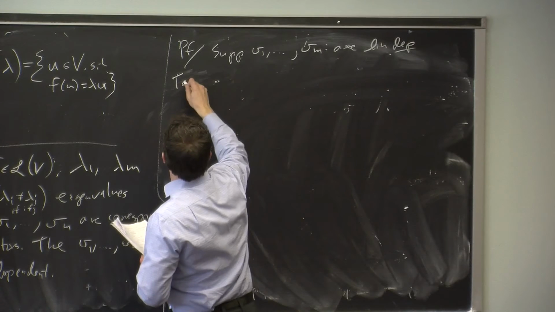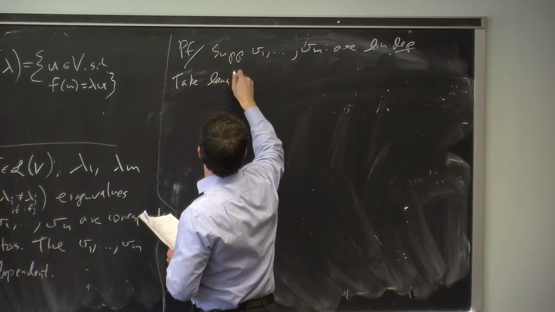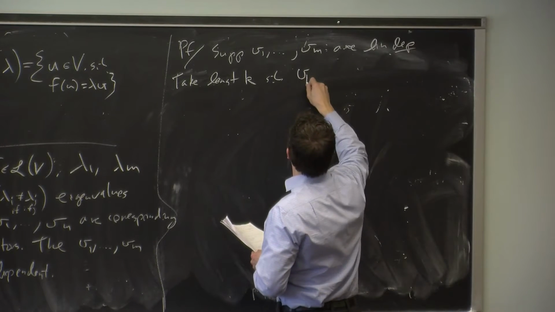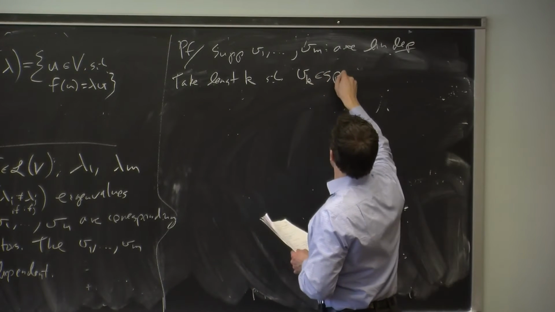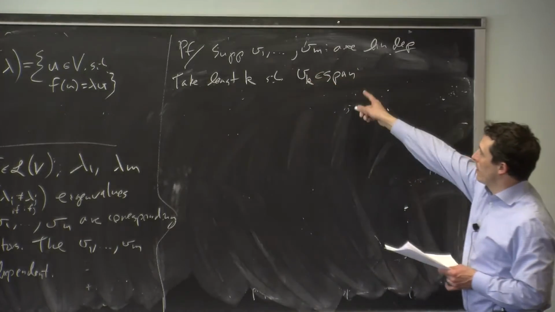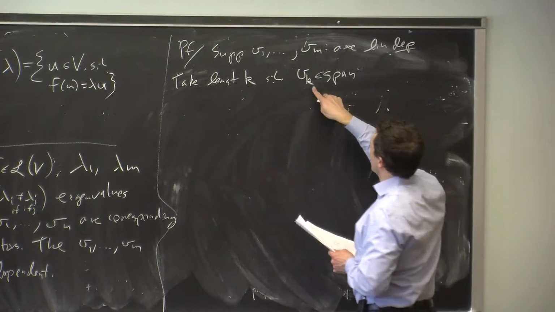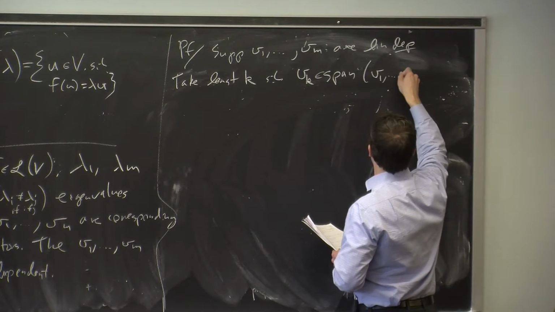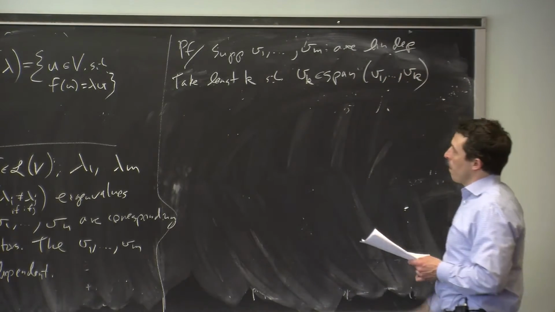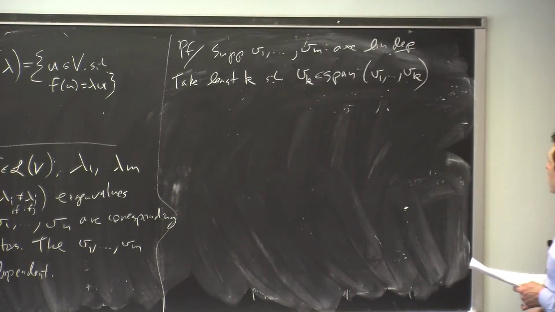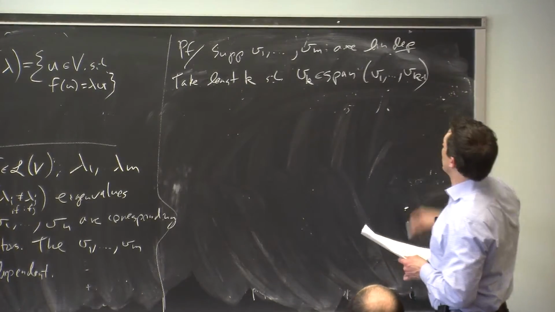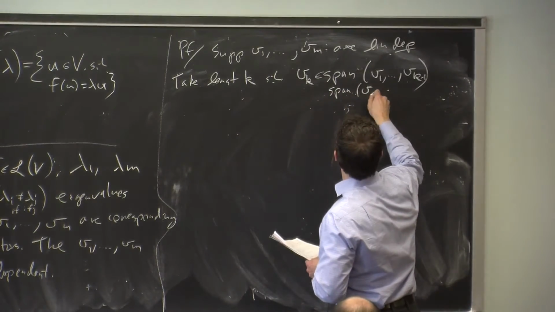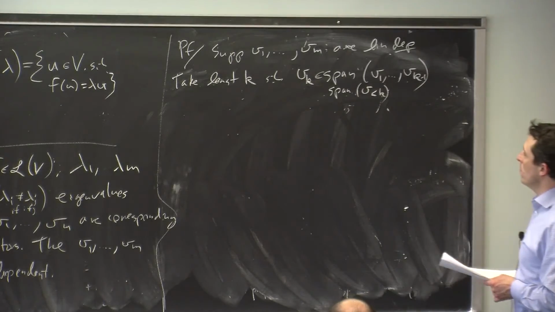Well, let's say it this way. Take the least k such that I can write the vector vk. Since they are linearly dependent, there exists such a k such that vk is in the span of all of the vectors that came before it, v1 up to vk exclusive, k minus 1. So I've sometimes written that as span of v less than k.